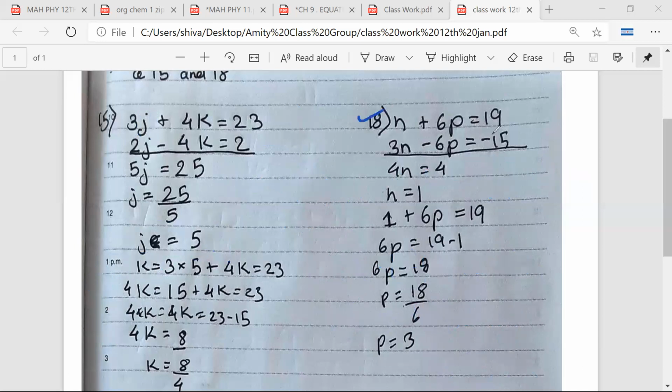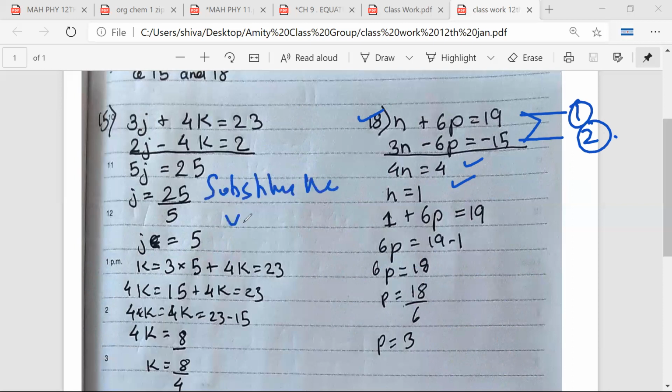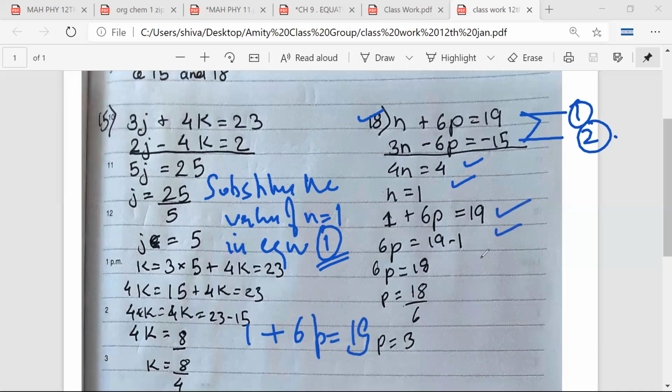Okay. Question number 18. So this is my equation 1. This is equation 2. You have added the equations, n is equal to 1. Then Soumya, what you need to write is substituting the value of n is equal to 1 in equation. Which equation have you put the value of n? Equation 1. So this will be equal to 1 plus 6p is equal to 19. Okay. Then it is okay. Sir, any doubt?